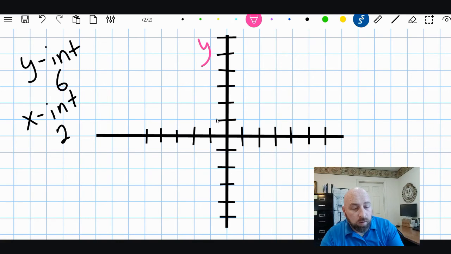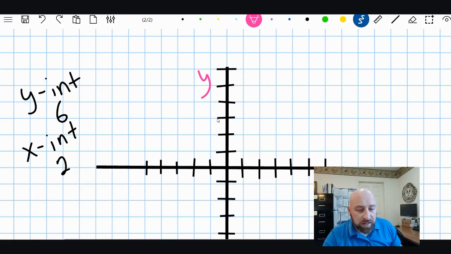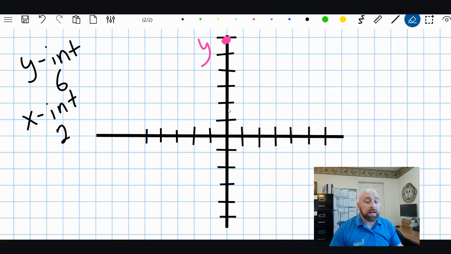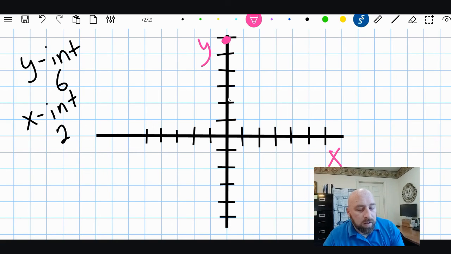Which line is the y? Well, this one is, the one that goes up and down. On the up and down line, we're going to count to 6. So 1, 2, 3, 4, 5, 6. Yep, all the way at the top. And that is where the line is going to cross our y. That's our y-intercept. Now, our x line is this line down here. And where does it cross the x line? Well, it crosses it at 2. So we're going to come over here, 1, 2, and put a point here on the 2. And so that's our x-intercept.